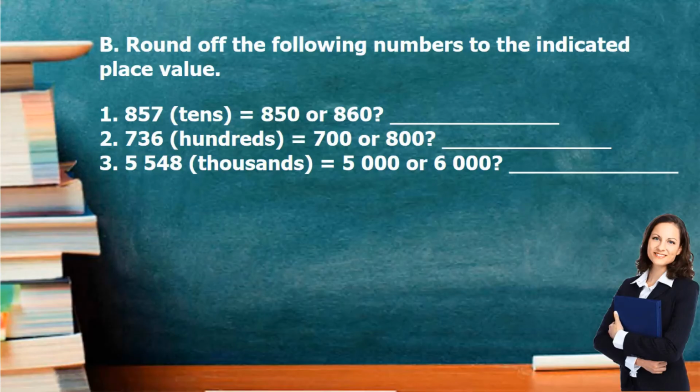Let's go to B. Round off the following numbers with an indicated place value. Let's start with number 1. 857. Round off to the nearest tens is equal to 850 or 860. The correct answer is 860. Number 2. 736. Rounded off to the nearest hundreds is 700 or 800. The correct answer is 700. Number 3. 5,548 rounded off to the nearest thousands. Is it 5,000 or 6,000? The correct answer is 6,000.